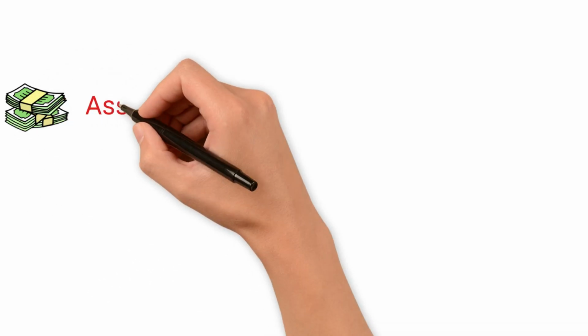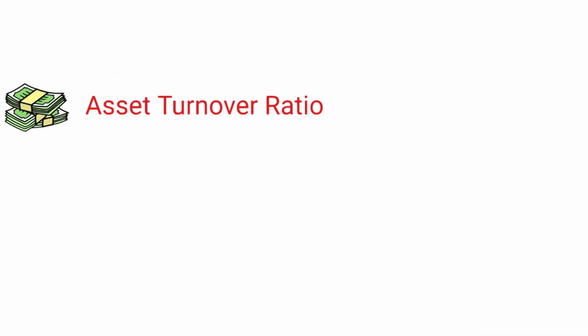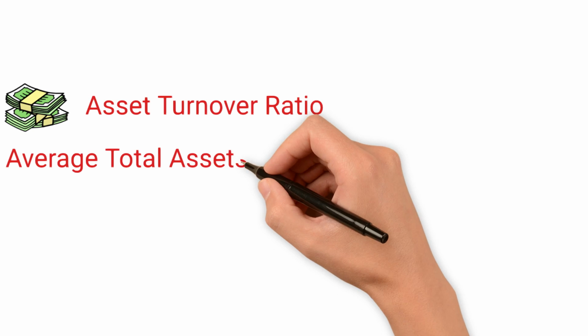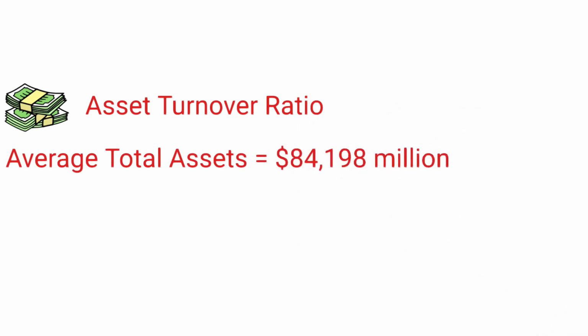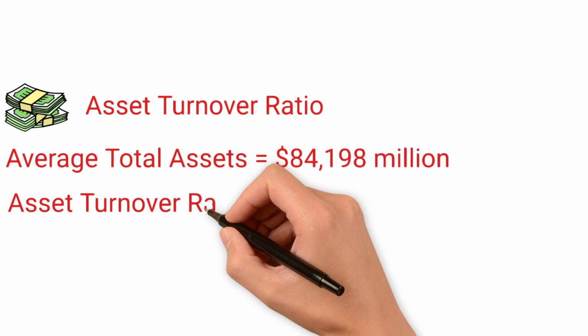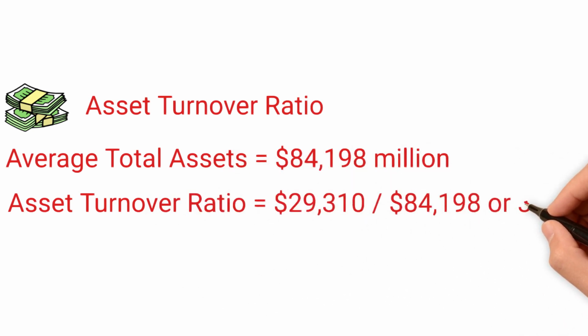To calculate asset turnover, we need the information about the total average assets over the period. For simplicity, let's assume average total assets equals 84,198 million. So the asset turnover is going to be 0.348, or 34.8%, as calculated above.